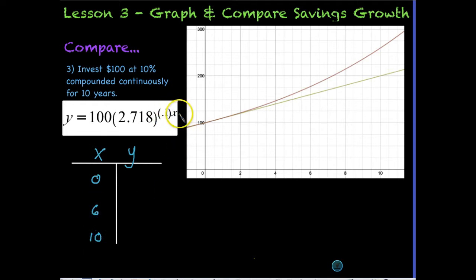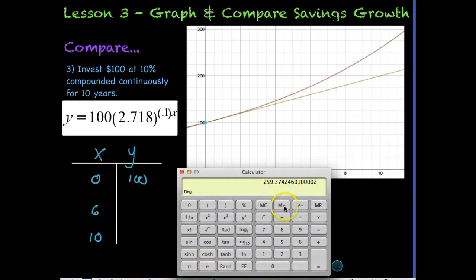Well, 0.1 times 0 is 0. Anything raised to the 0 power is just 1. So we end up with 100 times 1, which is again 100. So there's our first point, which makes sense. We started with 100. Now let's go ahead and figure out 6. So we'll need our calculator for that.